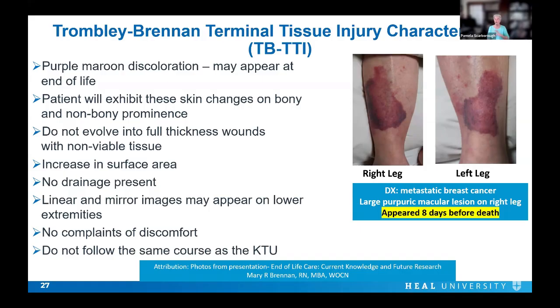These wounds are not on bony prominences. They don't evolve into full thickness wounds. They can increase their surface area. There's no drainage. They oftentimes have mirror imaging, such as you're seeing here right now. People that have this don't complain of discomfort, and they don't follow the same course as the Kennedy terminal ulcer. This particular person was a lady with metastatic breast cancer, and these two lesions came up on her legs 8 days before she passed. No pain, no pressure. Do we understand it? No, we don't. We still have so much to learn, and we don't know what we don't know.